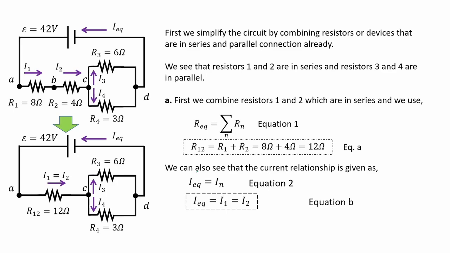First, we simplify the circuit by combining resistors or devices that are in series and parallel connection already. We see that resistors 1 and 2 are in series and resistors 3 and 4 are in parallel. For letter A, first we combine resistors 1 and 2 which are in series and we use equation 1. And we see that the combined resistance is 12 ohms shown in equation A. We can also see the current relationship as shown in equation B.